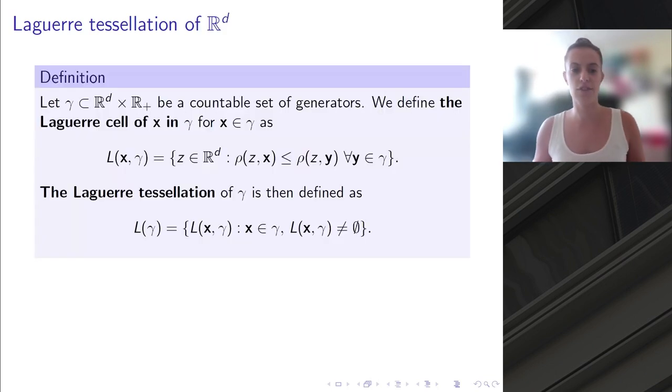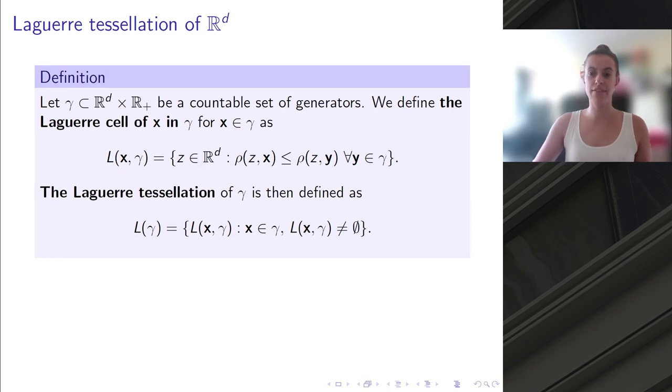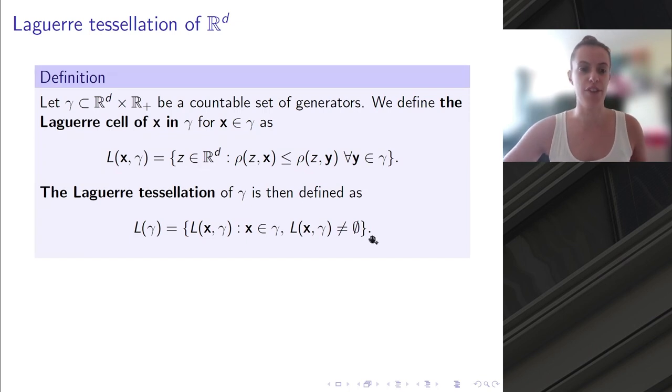And so we can put everything I just said into formulas. And even though the pictures were in the plane, this concept can be defined in general dimensions. So what we have is a countable set of generators, gamma, which are our weighted points.